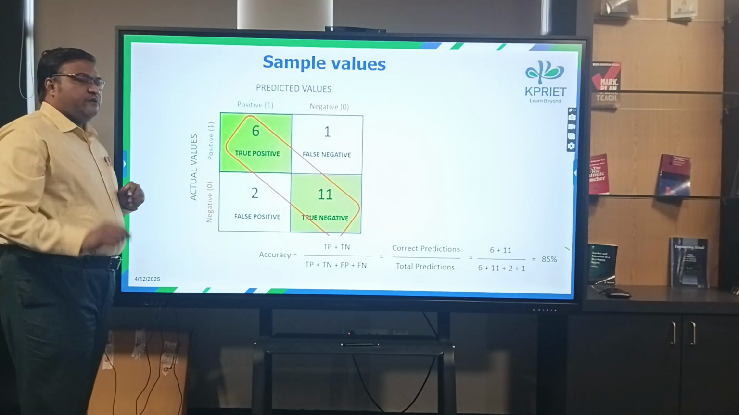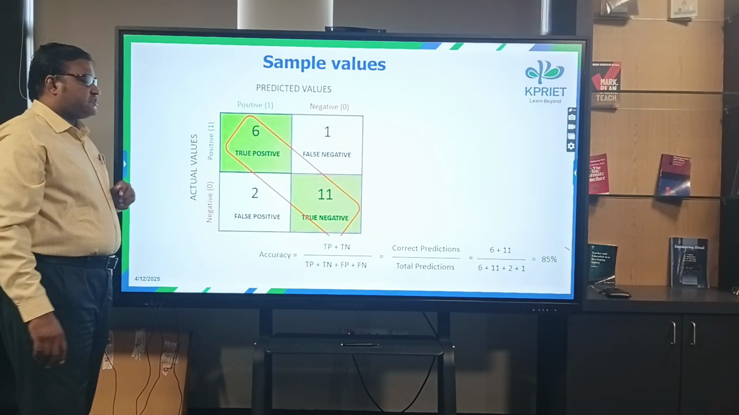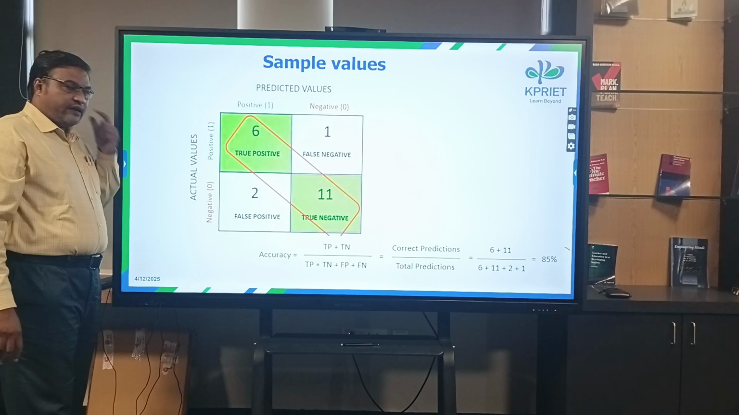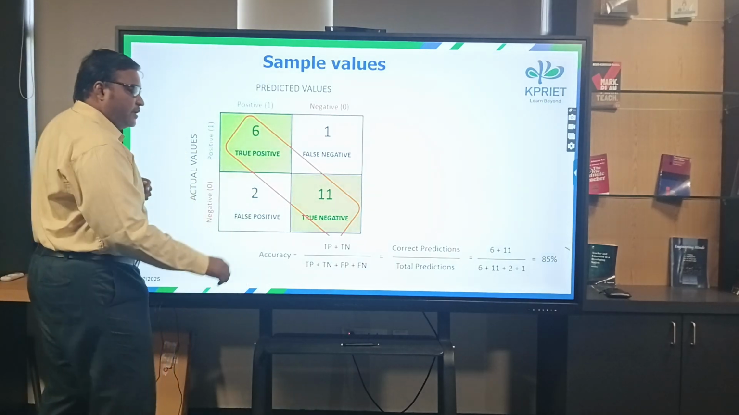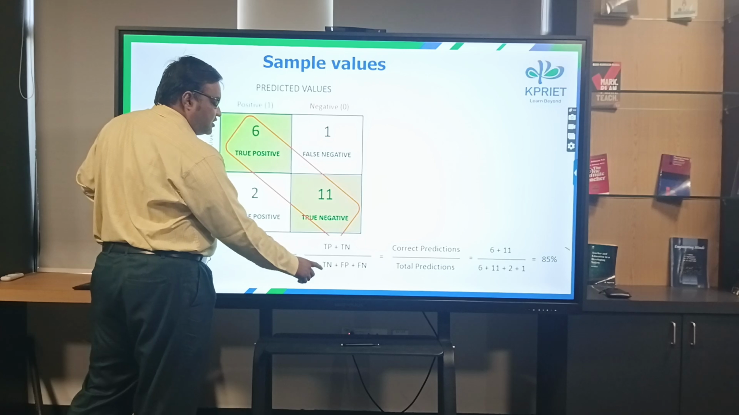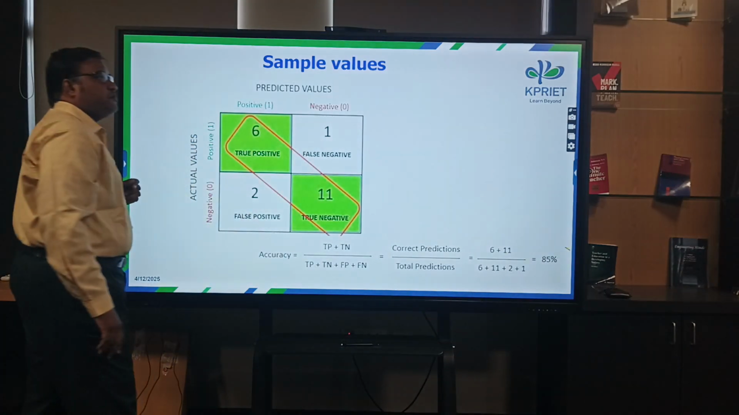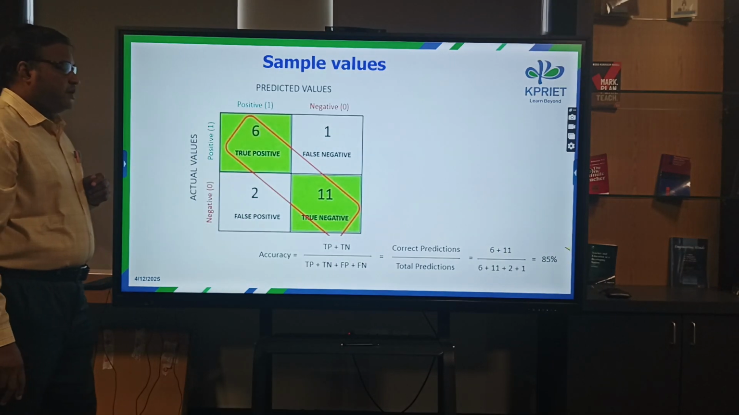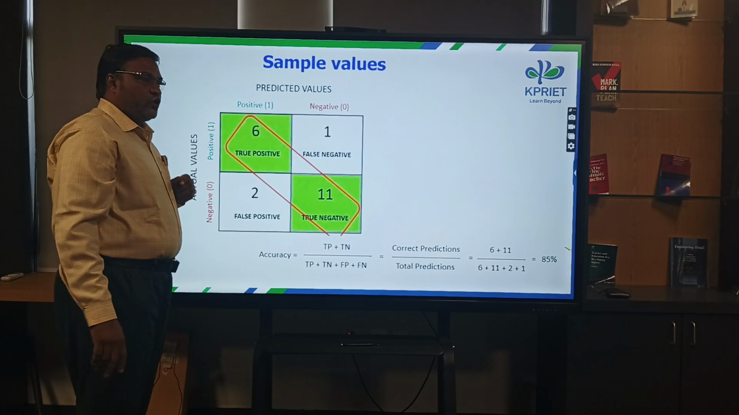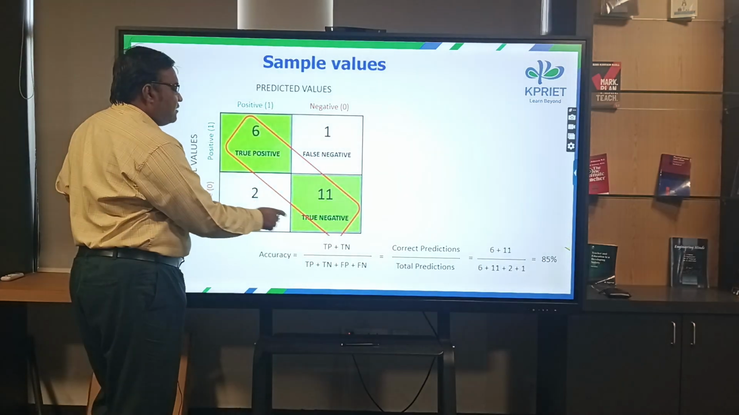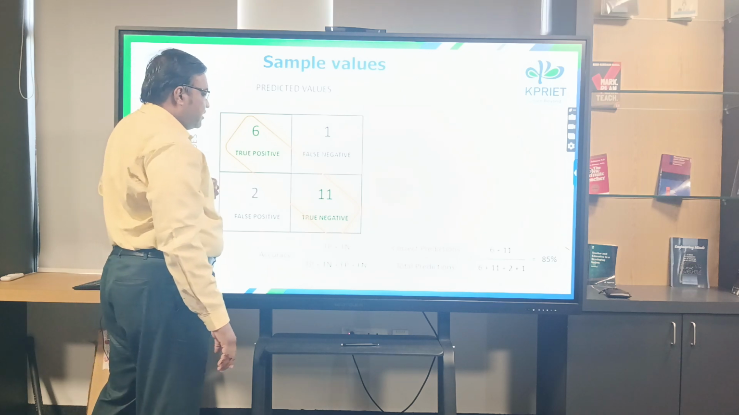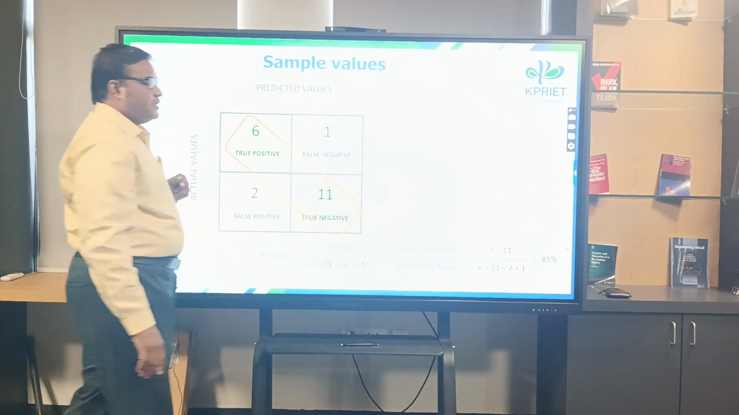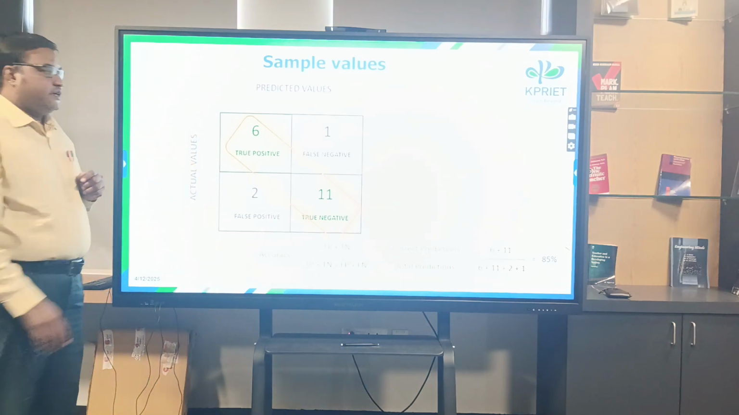Now we are going to see one mathematical example for understanding this confusion matrix. The accuracy is calculated as true positive plus true negative divided by true positive plus true negative plus false positive plus false negative, nothing but correct predictions divided by the total predictions. From the diagram, we are calculating the value as 6 plus 11 divided by 2 plus 1. Totally we are getting the accuracy as 85%.